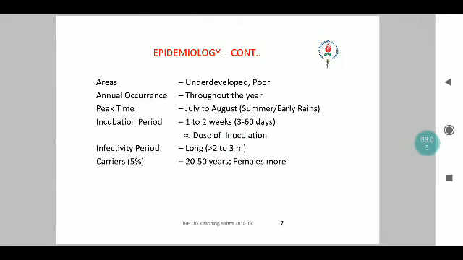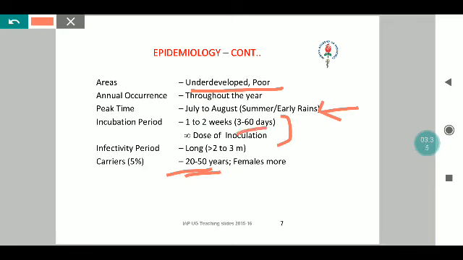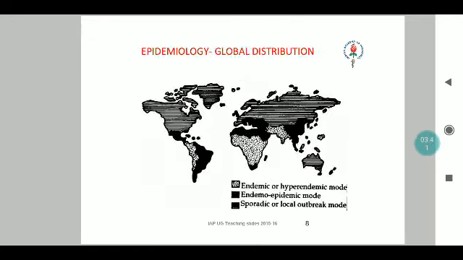Now if you continue to see this epidemiological aspect of it, it occurs throughout the year. There is no seasonal variation, but there is generally a spike in the cases between July to August associated with summer and early rains, and it's generally seen in underdeveloped, somewhat poor socioeconomic areas. And if you see, carriers generally 20 to 50 years they do last as carriers, with females tending to last as carriers more, and the incubation period lasting for almost 1 to 2 weeks, but it can be as much as 3 to 60 days also. Short incubation periods, however, are more commonly seen.